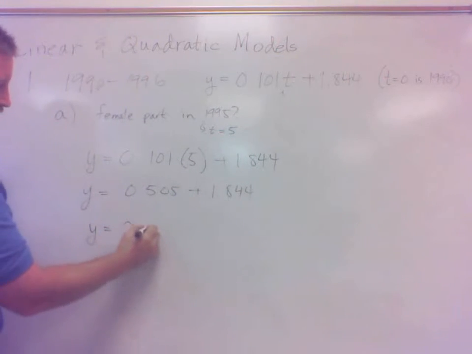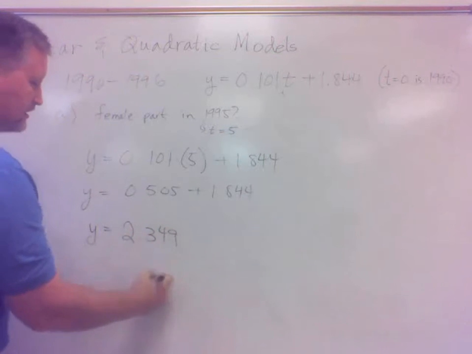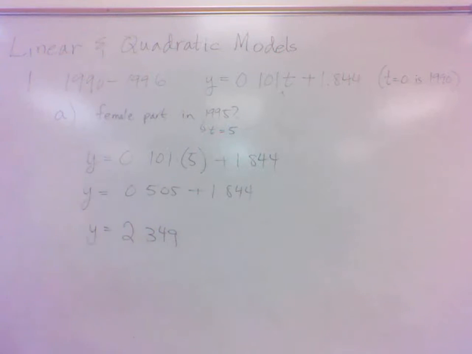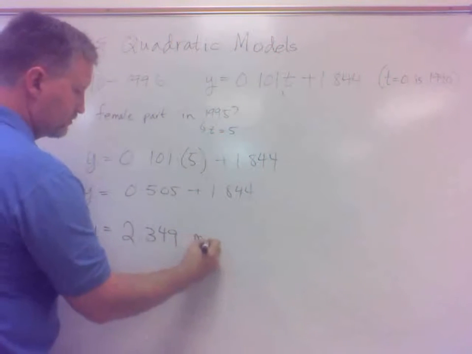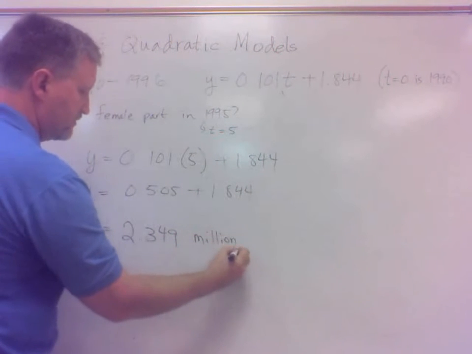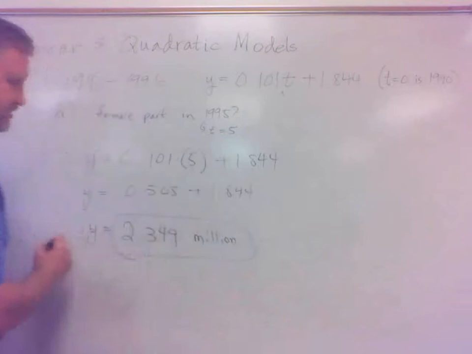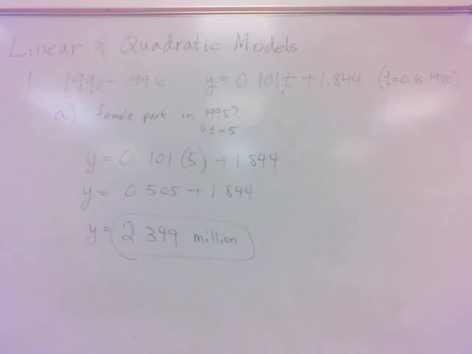So that would be 2.349 is y, which y is the number of participants in millions. So this is 2.349 million participants in the year 1995. Okay? Easy enough one right there.